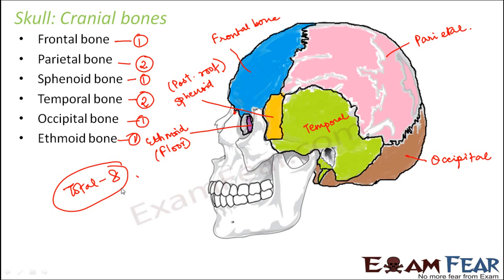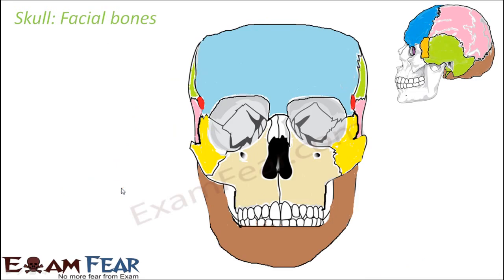Now let us look at the facial bones. Let us look at the set of bones which together form the face of the front portion of the skull. So the first one is the lacrimal bone. This is the smallest bone which is present on the face. And where is it located? It is located behind the nasal bone, or you can say lateral to the nasal bone.